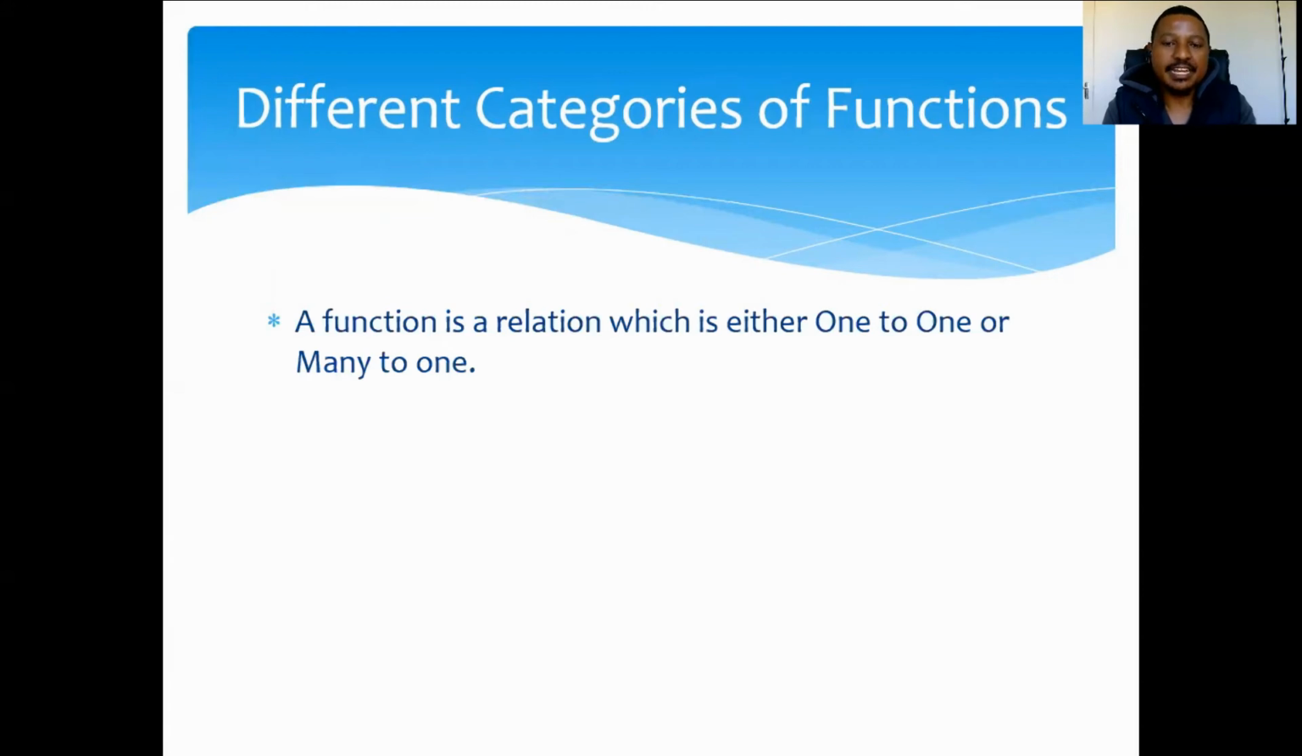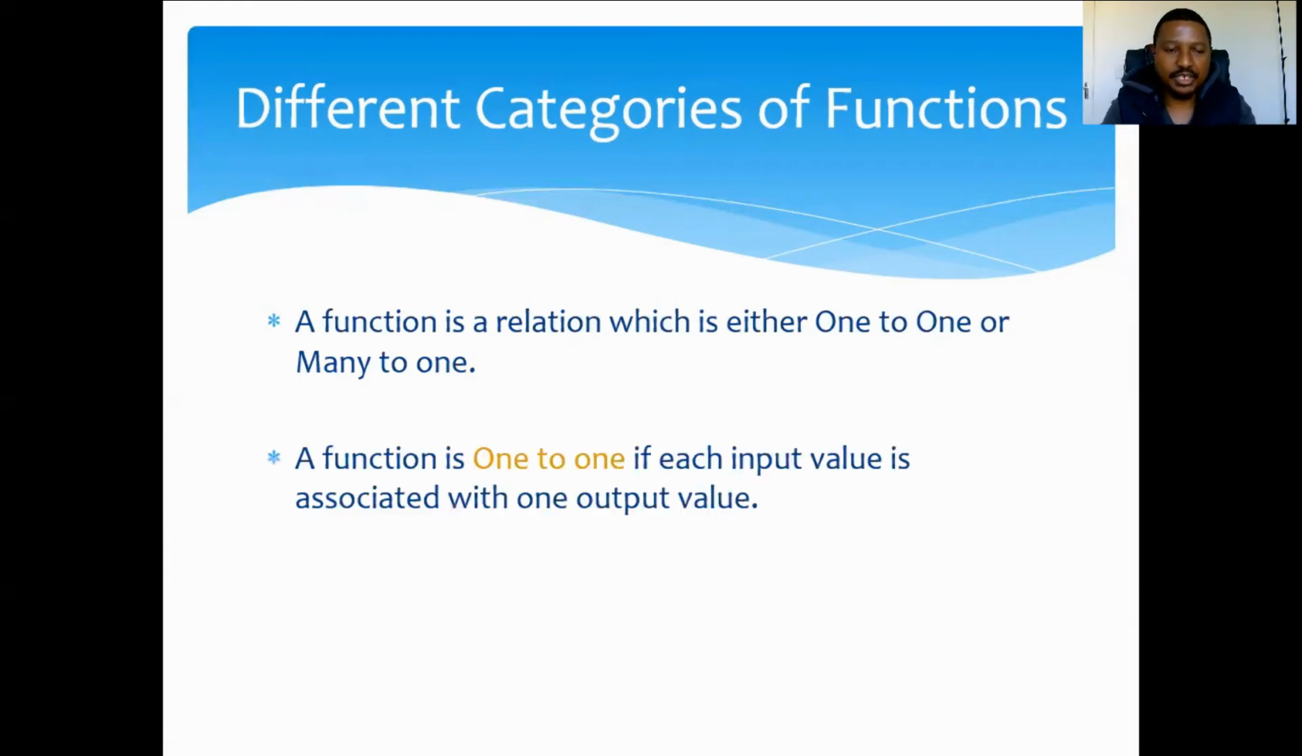So a function can be either one-to-one or many-to-one. Other than that, it's not a function. So let's look at it. When do we say a function is one-to-one, and when do we say a function is many-to-one? First of all, a function is one-to-one if each input value is associated with one output value. So that is a one-to-one function.